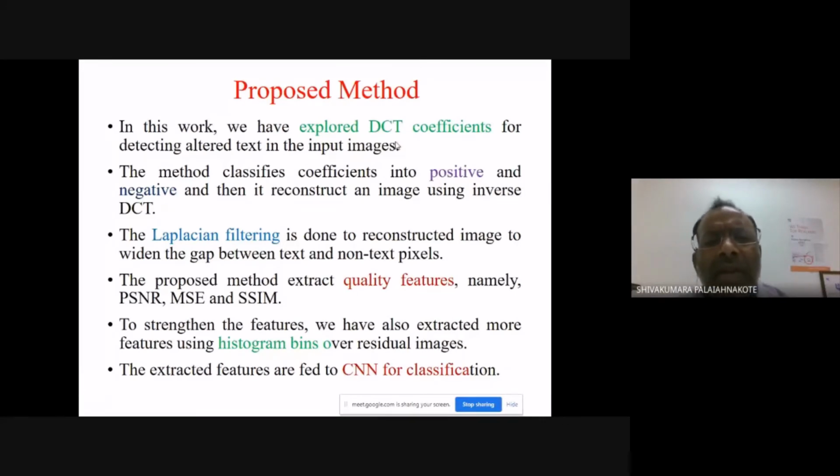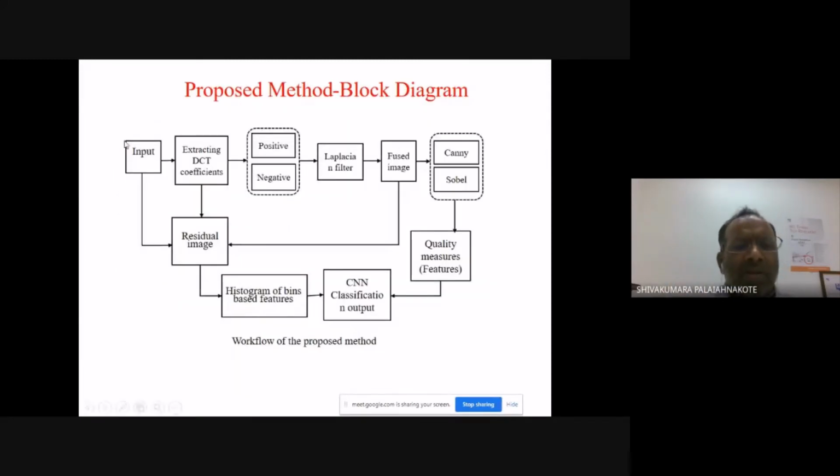Again, we're trying to propose some DCT coefficients here. What is the advantage of DCT coefficients? This is the framework. Look at the input image. The input is the PDF document. We take the PDF document and convert it to image format because we need image processing here. Though it is a PDF document, we convert it to image format, and then we take the image as input.